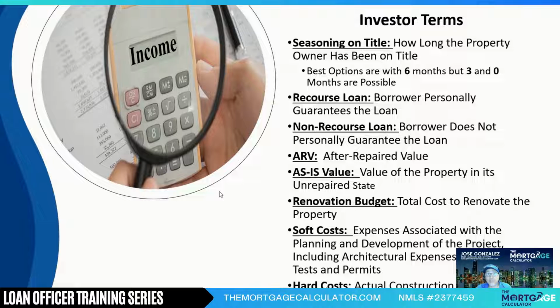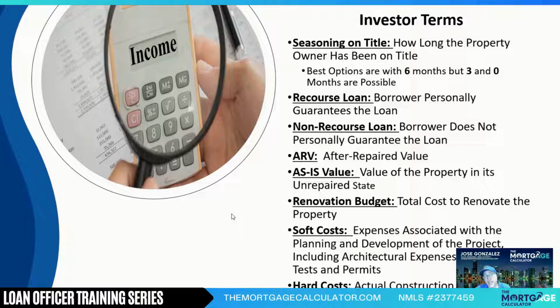A recourse loan is a loan where the borrower personally guarantees the loan. It's probably going to be on their credit report. A non-recourse loan is one where the borrower does not personally guarantee the loan. It's definitely not going to be on their personal credit report.